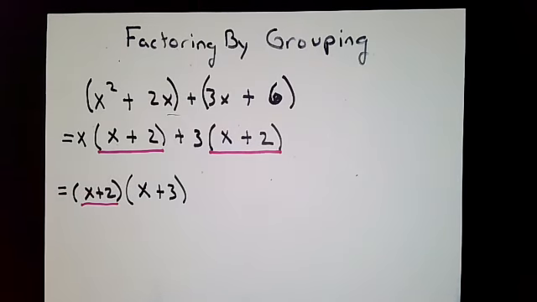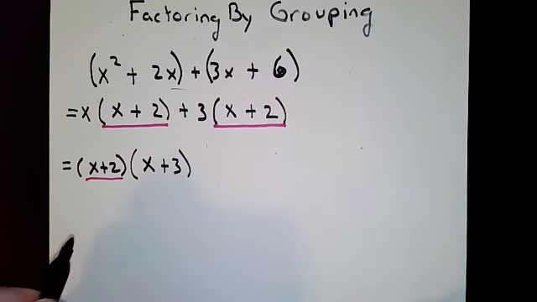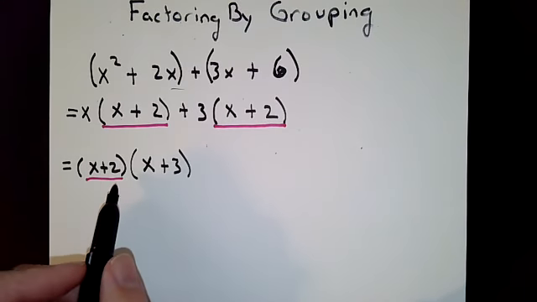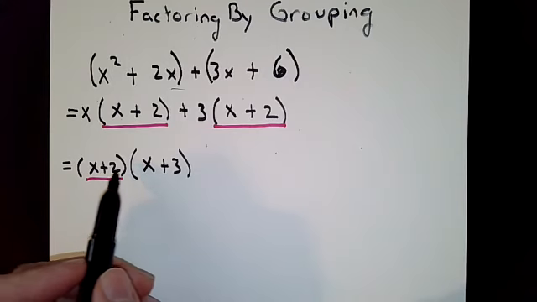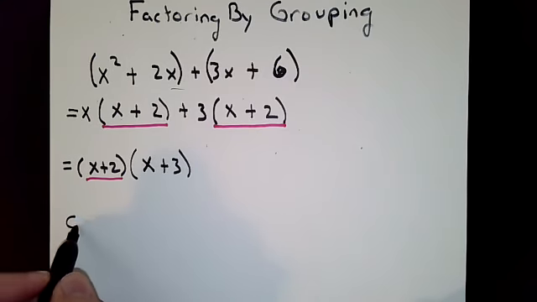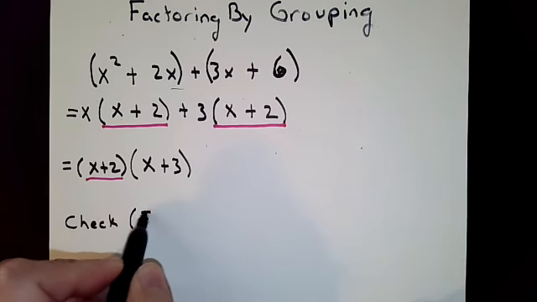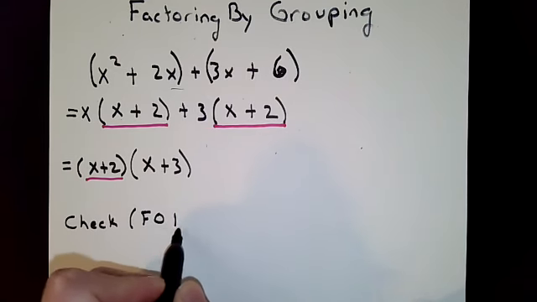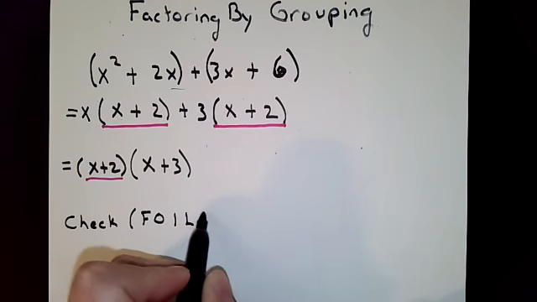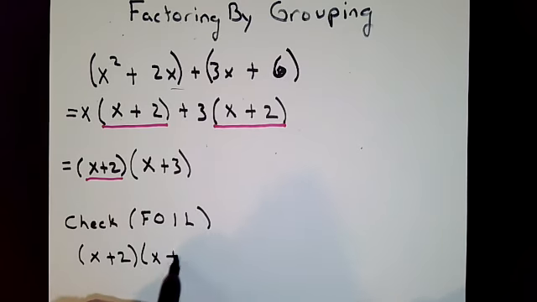And like I said in the previous video, it's easy to check this. We can simply multiply this back out. In this case, to multiply this out, we would use FOIL. So firsts, outers, inners, lasts. So we'll take x plus 2 times x plus 3.